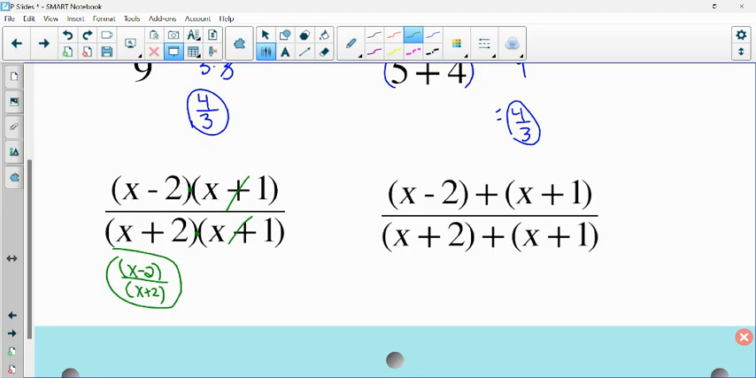For the second one over there, where it's separated by addition, can we cancel anything out? No. So we'd have to just combine like terms here. x plus x is 2x. Negative 2 plus 1 is negative 1. And on the bottom, x plus x is 2x, plus 3. And there's nothing else we can do to that. We cannot cancel anything. We can't cancel the 2x's out because, again, they're separated by addition.